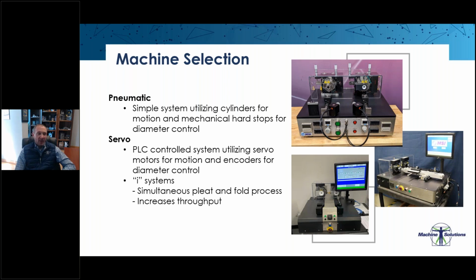Within that servo family, we also offer an eye system. What the eye system allows you to do is utilize the pleat and fold head simultaneously throughout the process, so that you're using both heads at the same time rather than a traditional approach of pleating and then folding. What that affords the operator is increased throughput, because you're not waiting on one head to finish to start the next process.